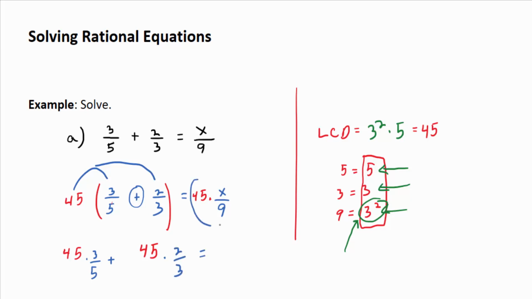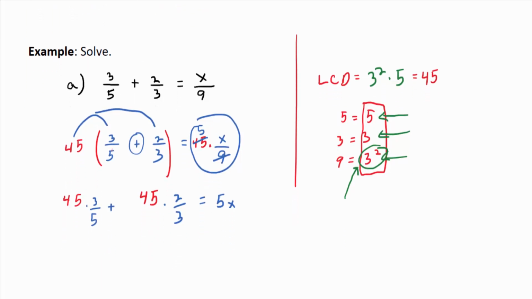And then on the right-hand side, we could just simplify right away. How many times does 9 go into 45? 5 times, so 5x. Everybody with me so far? It's kind of the same trick we used to simplify those complex fractions yesterday, right? Because what are you going to get on this left side?